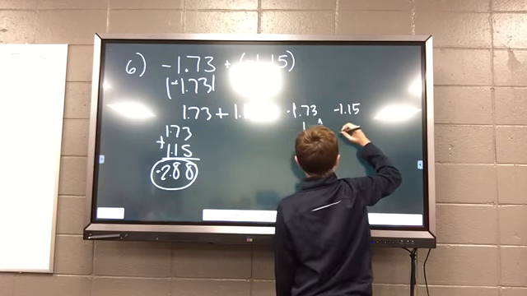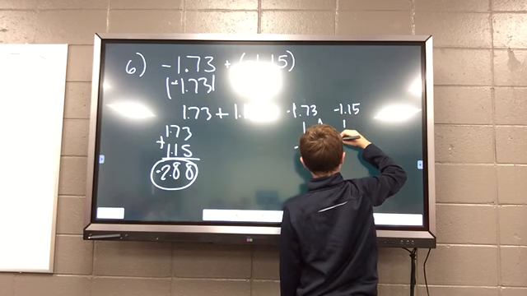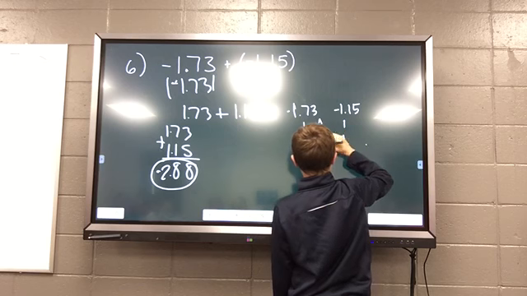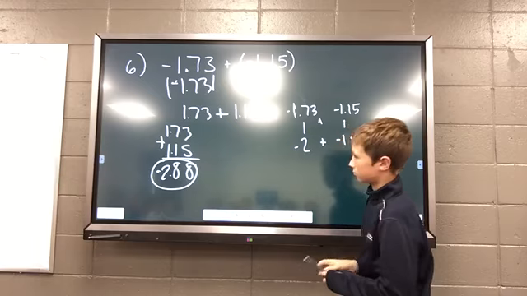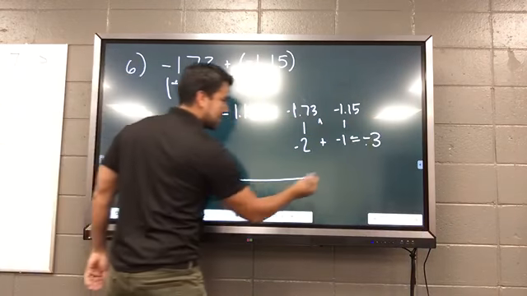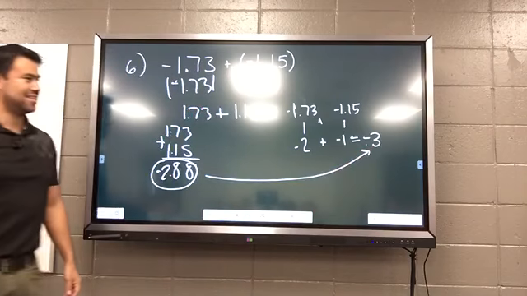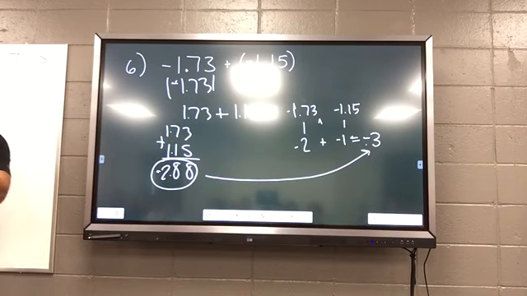Good. You're rounding that to negative 2 and that one to negative 1, and we're adding them. So what is negative 2 plus negative 1? Negative 3. Thank you very much. Is this accurate? Yeah. Okay, good. Good job, boys. You did very well.